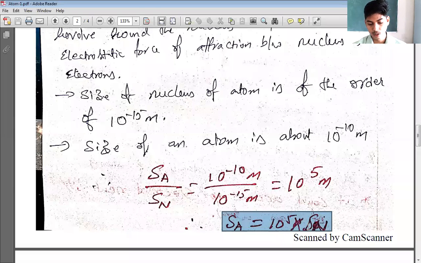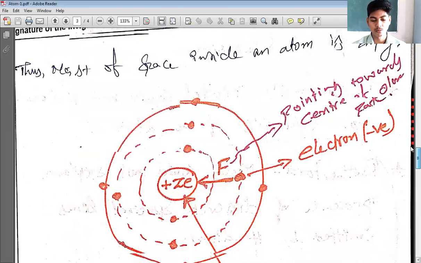Size of an atom is 10 to the power of 5 times the size of nucleus. 10 power 5 is nothing but 1 lakh. And the size of an atom is 1 lakh times more than size of the nucleus. From this we can conclude that most of the space inside an atom is empty.